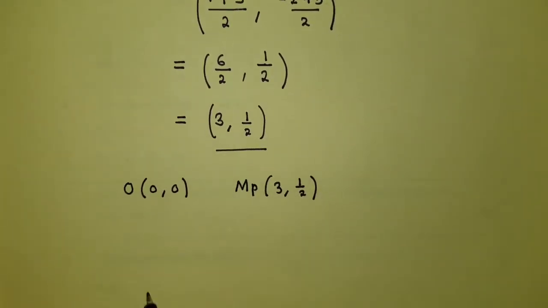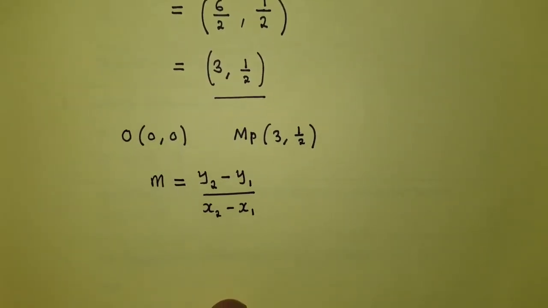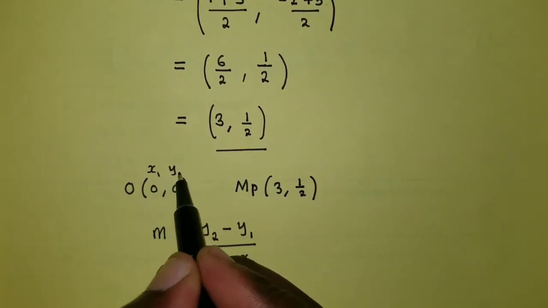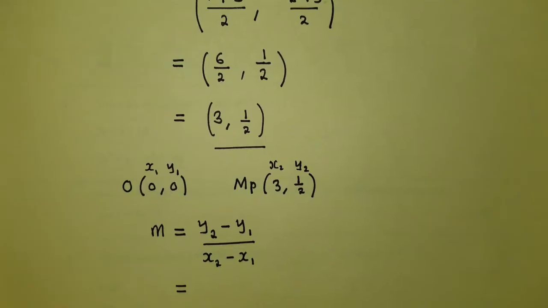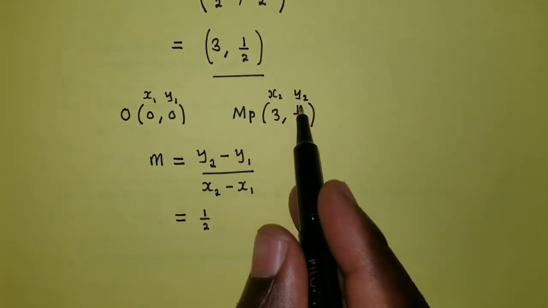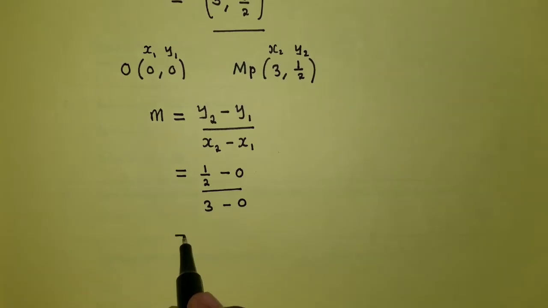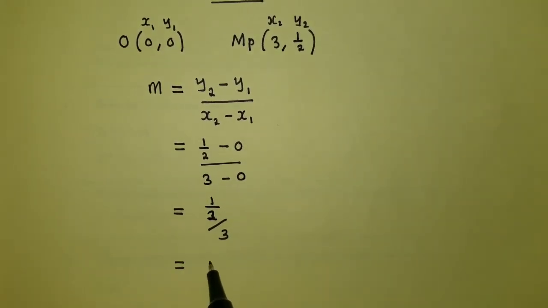So now what we're going to do with this, we shall find the gradient. The formula for finding the gradient is right here. And the reason why we are finding a gradient, we want it to help us find the equation of a straight line. So out of our points, this is our x1, y1, x2, y2. We can substitute. So we're getting 1 over 2 minus 0 over 3 minus 0. The next thing here will just be to simplify. So this is what we have. Our gradient will just be 1 over 6.